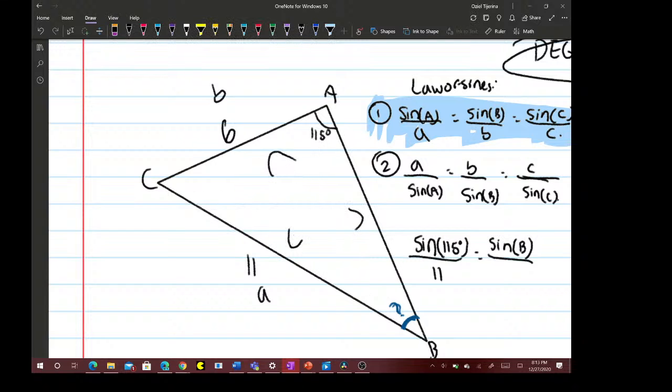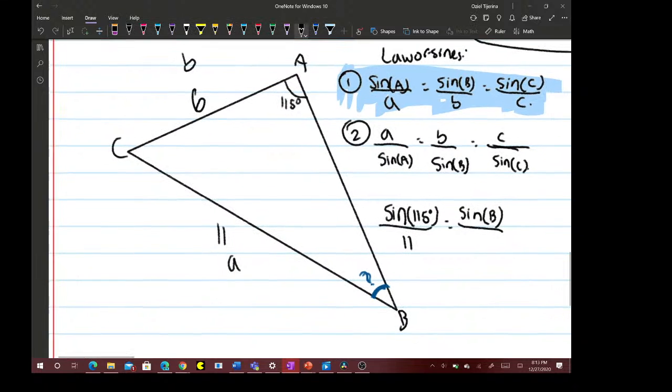Okay? That's what you need to know. So, for example, the capital letter here corresponds to the lowercase letter here. Like, the big B corresponds to the little b, and the big A corresponds to the little a, and then the angle C corresponds to the little c over here, which is this one.